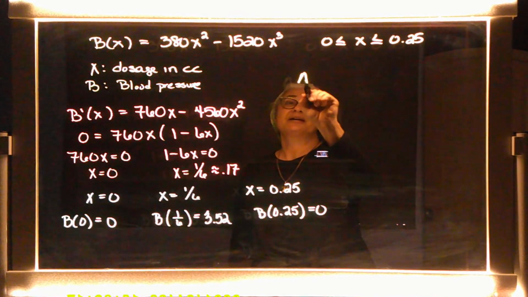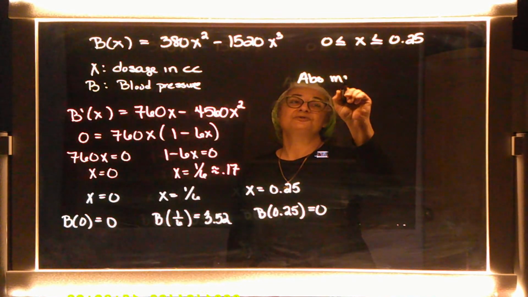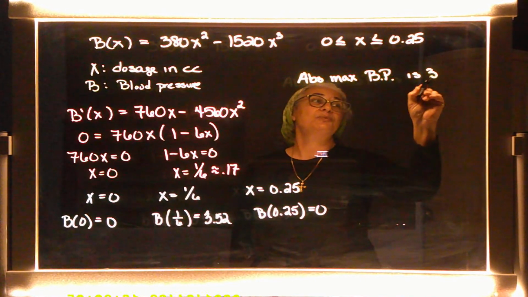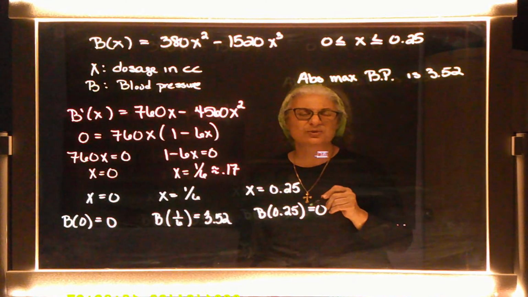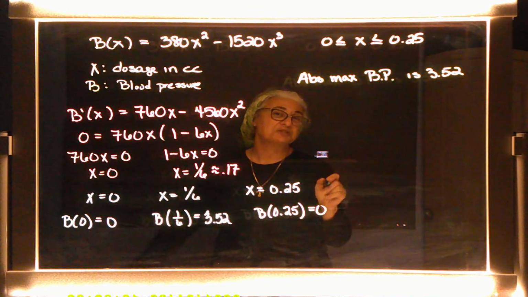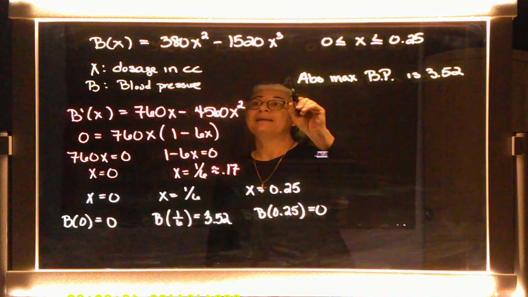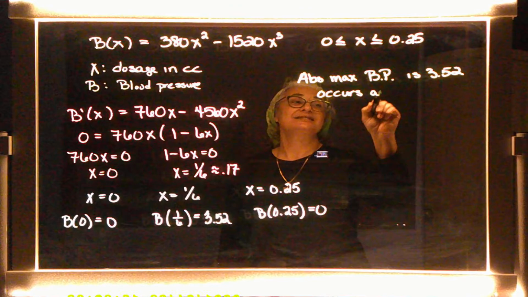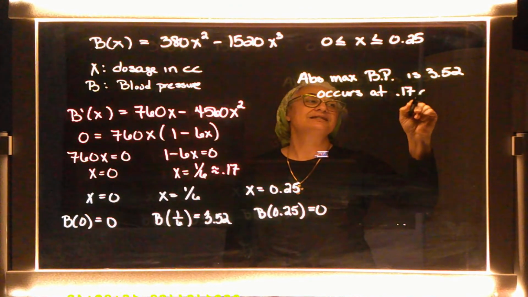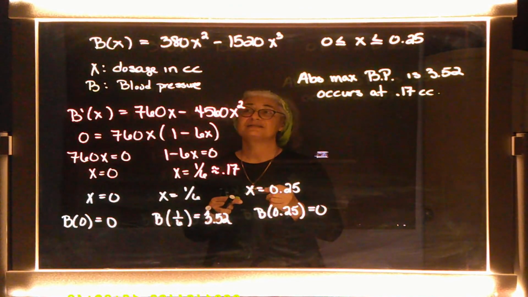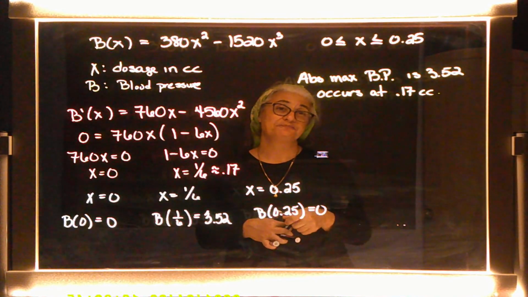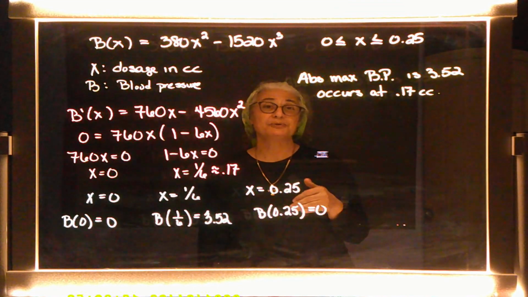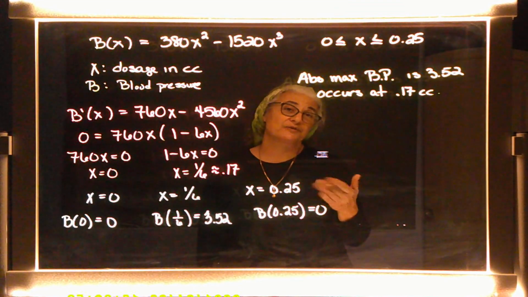So what's my absolute max? The absolute maximum blood pressure is 3.52. It's an interesting way they're measuring it. I'm not familiar with that, but that's okay. And it occurs at 0.17 cc's, doesn't it? Because that's the dosage. Agreed? Okay, hopefully you found this particular lecture simpler than maybe a couple other ones that you've already looked at.